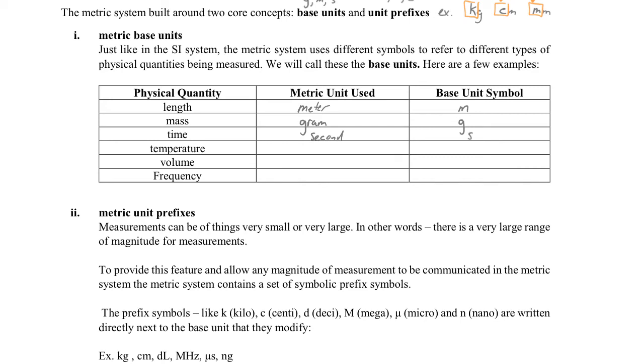For temperature, we use the Celsius scale here, not Kelvin, and that has the symbol C or degrees C. For volume, we use the liter, which has the symbol capital L. And finally, for frequency, we use the hertz, which has the symbol Hz.